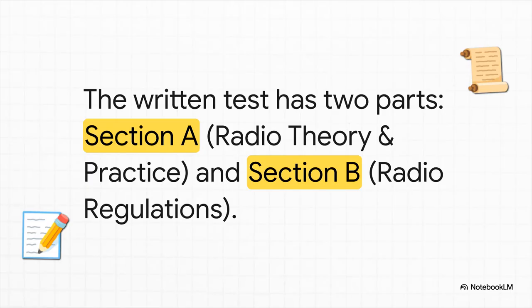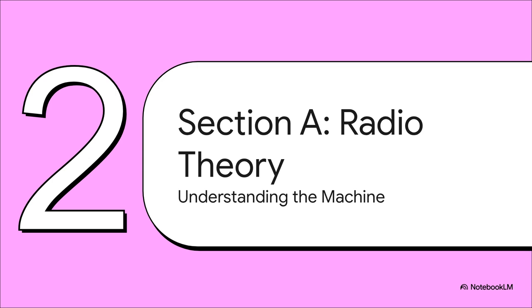The path to getting that license is one single test, but it's broken down into two main chunks. Section A is all about the science, the radio theory in practice, basically how the stuff works. Section B is all about the rules, the radio regulations you've got to know to be a good operator out there. Okay, let's dive into Section A.